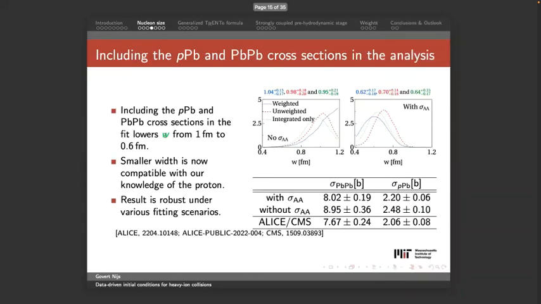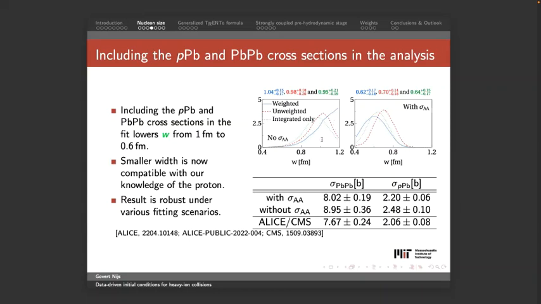So what happens if you actually do this? We included both the lead-lead and the proton-lead cross-section. The lead-lead was measured by ALICE and the proton-lead by CMS. We also include different fitting scenarios, weighted and unweighted. There are two different fitting scenarios, and then also integrated observables only, if you don't trust the pT differential ones.